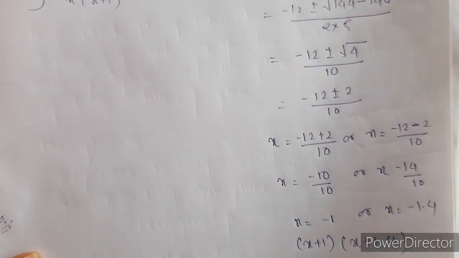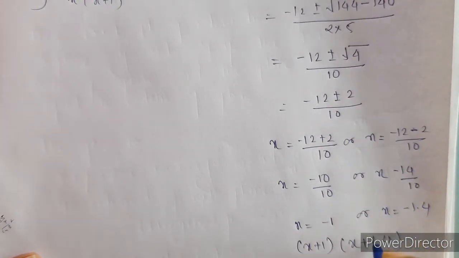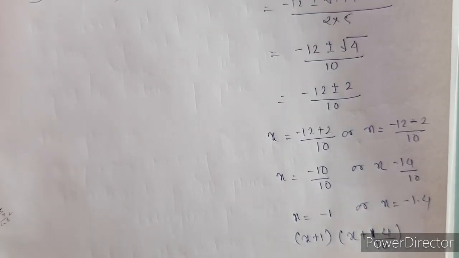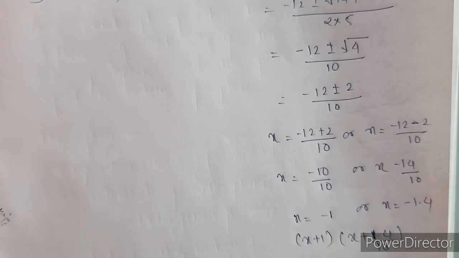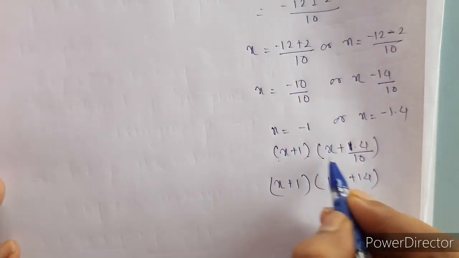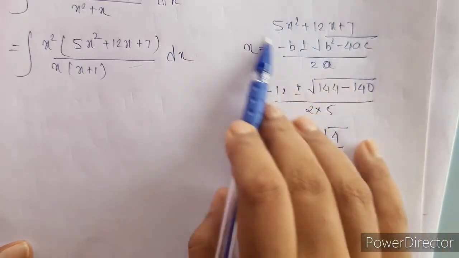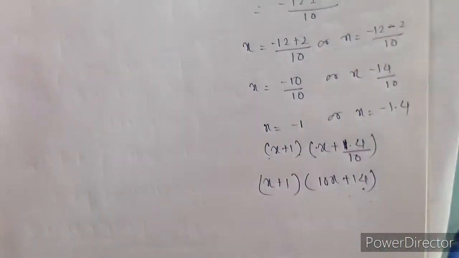Or you can keep it as it is. You can keep this as 14 by 10. So we can write this as x plus 1 into 10x plus 14. Here x plus 1 as it is, and this will be 10x plus 14. So instead of this equation, we can replace it by x plus 1 into 10x plus 14.